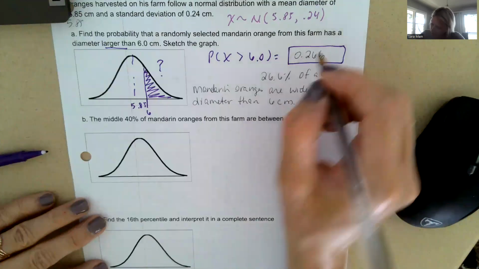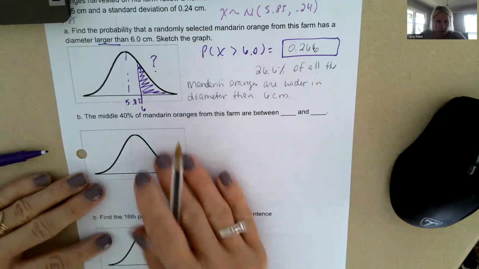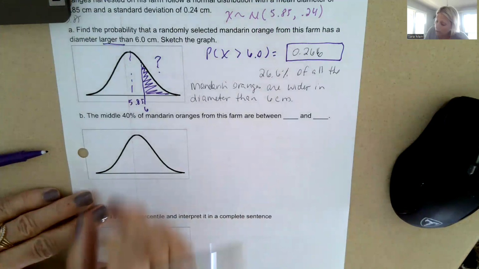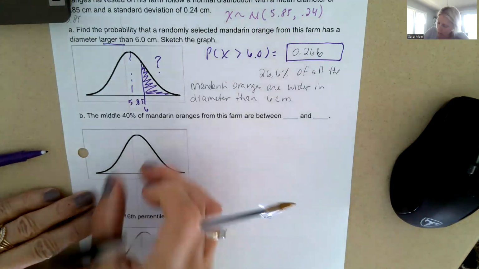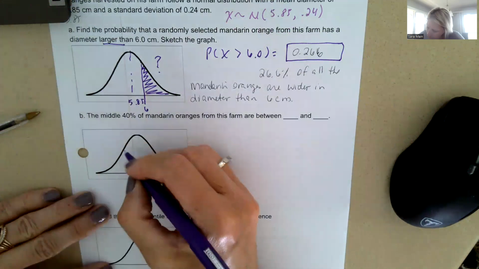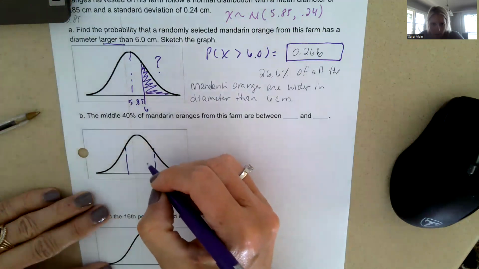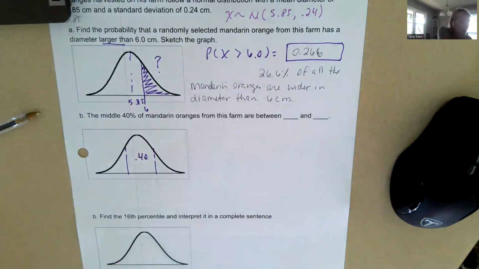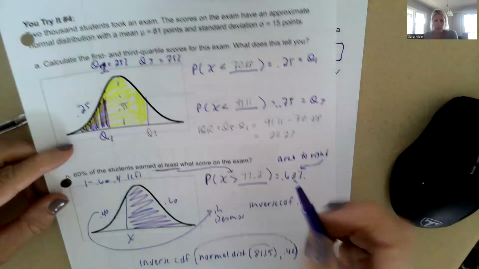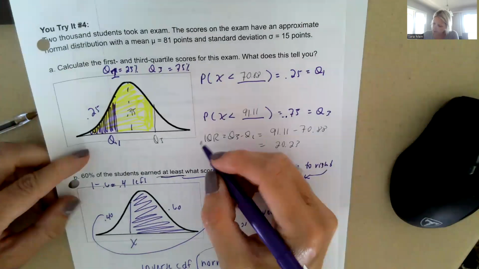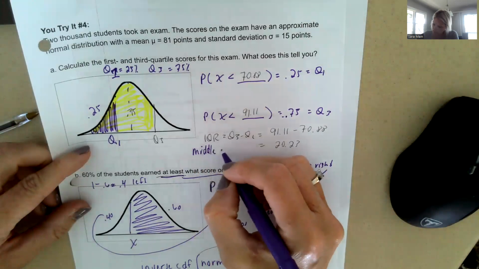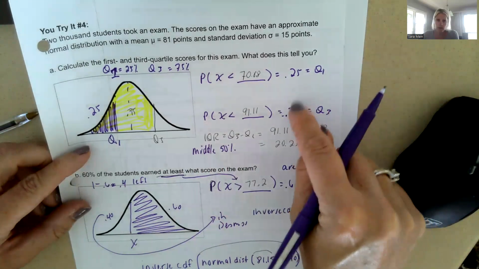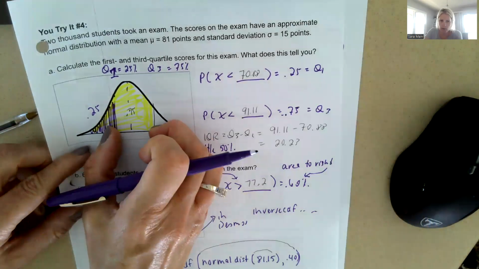Okay. The next one says the middle 40% of mandarin oranges from this farm are between what and what? So middle 40%. So not 40% over here, 40% over here. I need middle 40%. So let's just draw that and figure out what our strategy is going to be. Now we did the middle 50% back on Untitled number 4, right? Our IQR is the middle 50%. That is the definition of the IQR, Q3 minus Q1, which is between the 75th and 25th percentile.